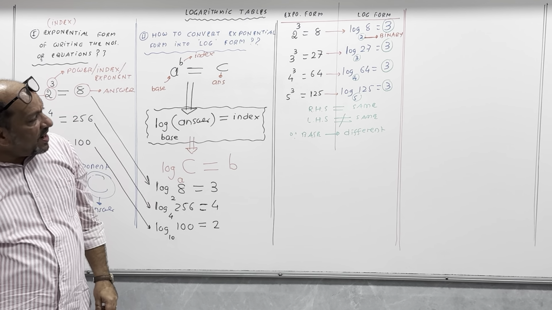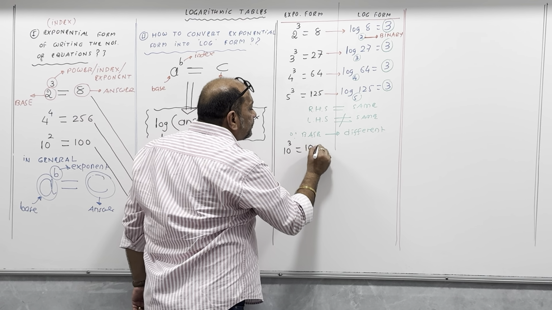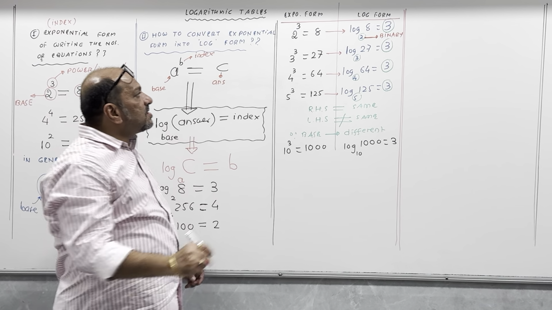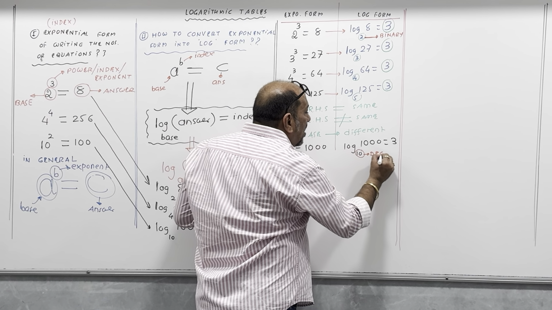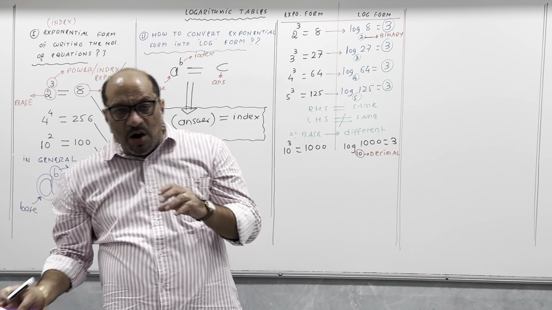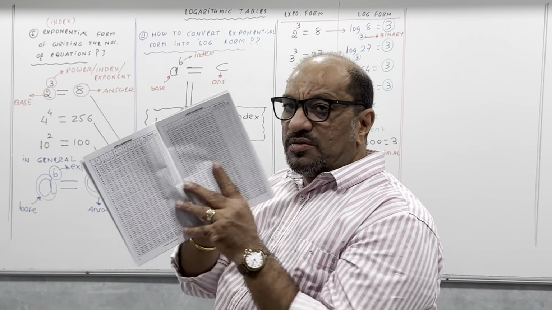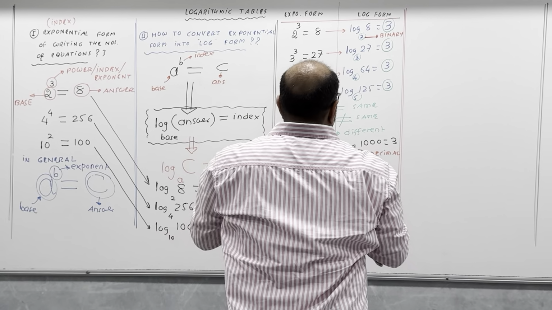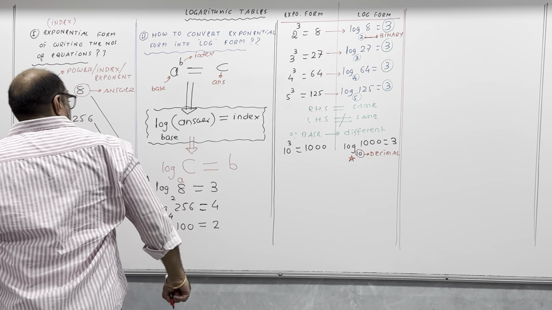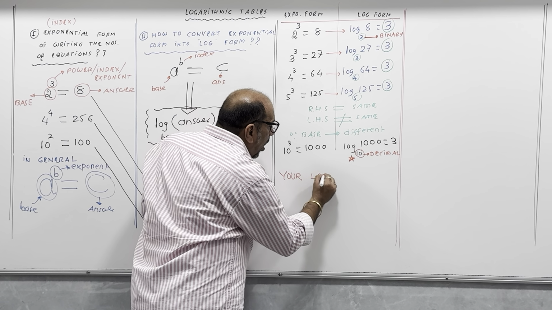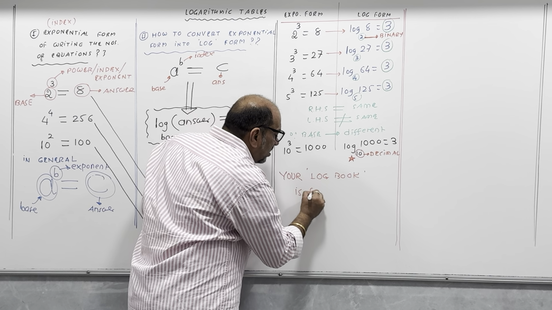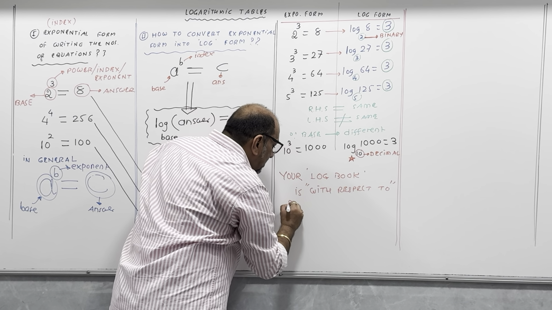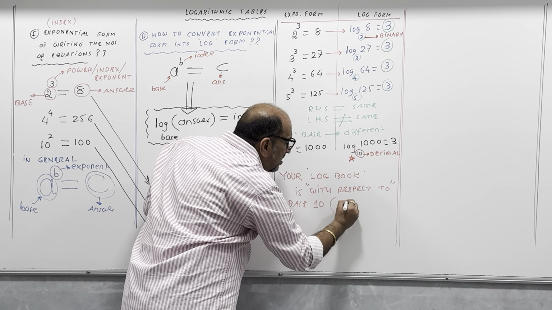Decimal system in the sense, when I go for 10 cube is equal to 1000, implies log of 1000 to the base 10 is equal to 3. That means this is going to be talking about the decimal system, right? That means your logbook, when you see the logarithmic tables, all these answers are with respect to base 10. That means your logbook is with respect to base 10. Base 10 in the sense we are dealing with decimal system.